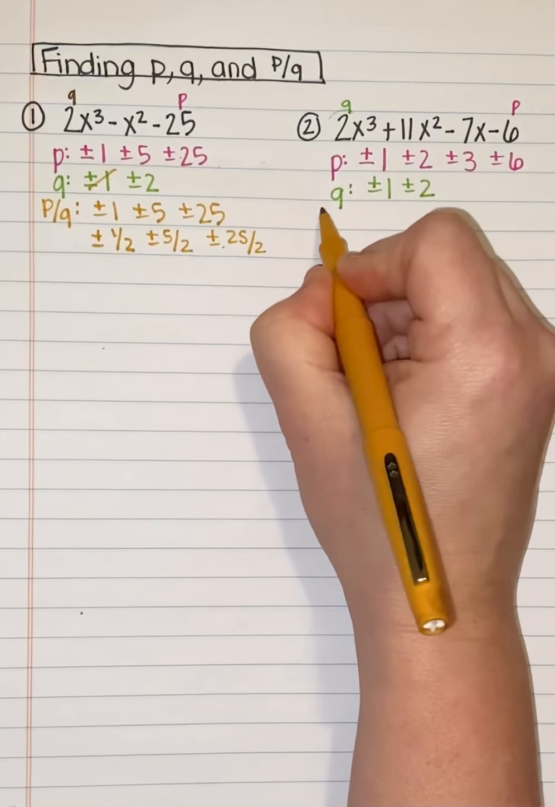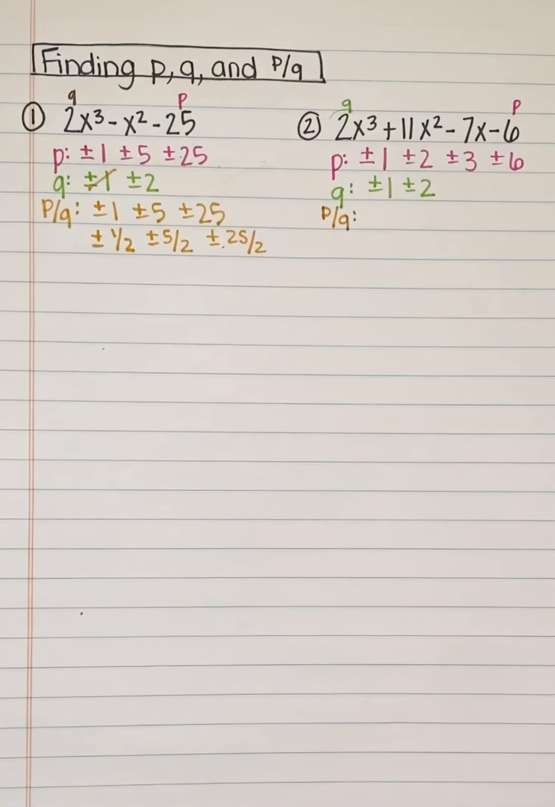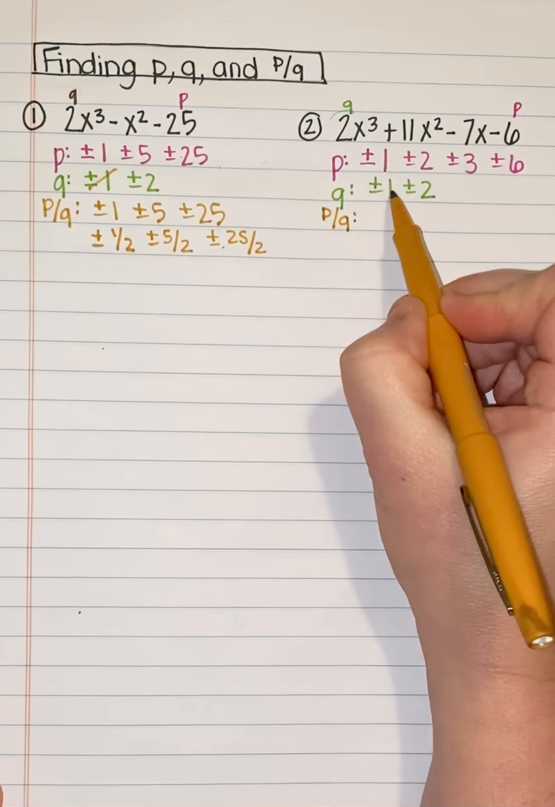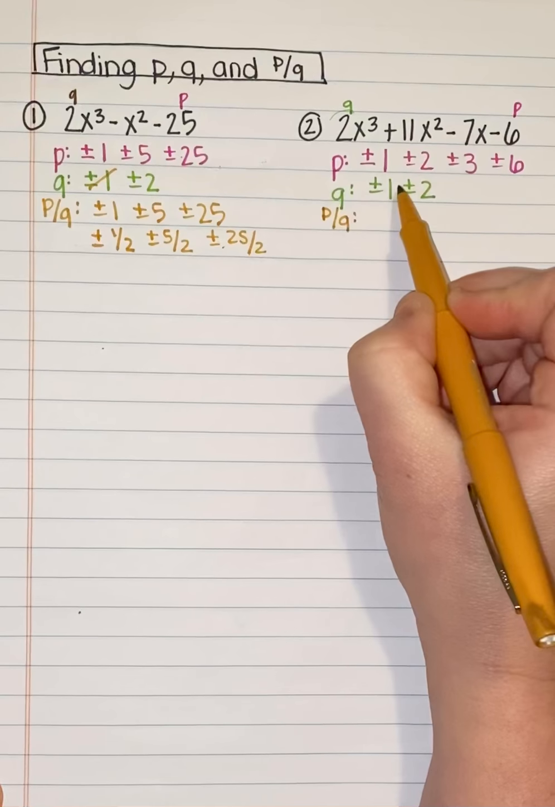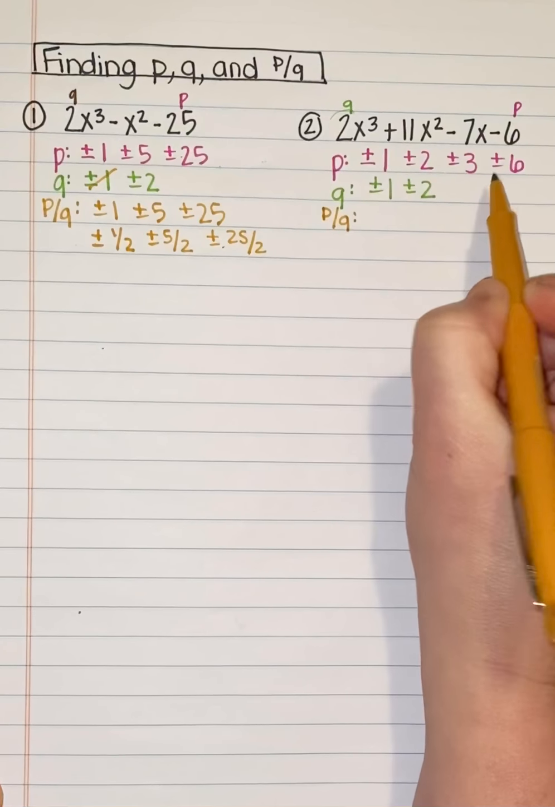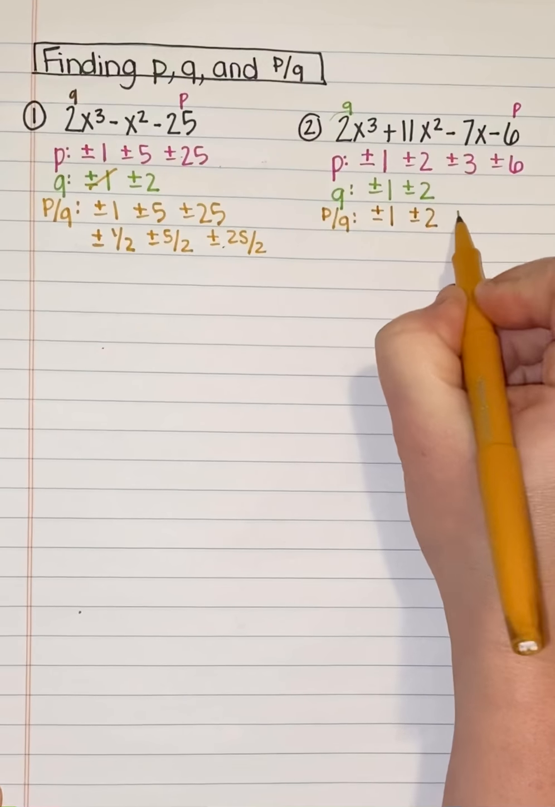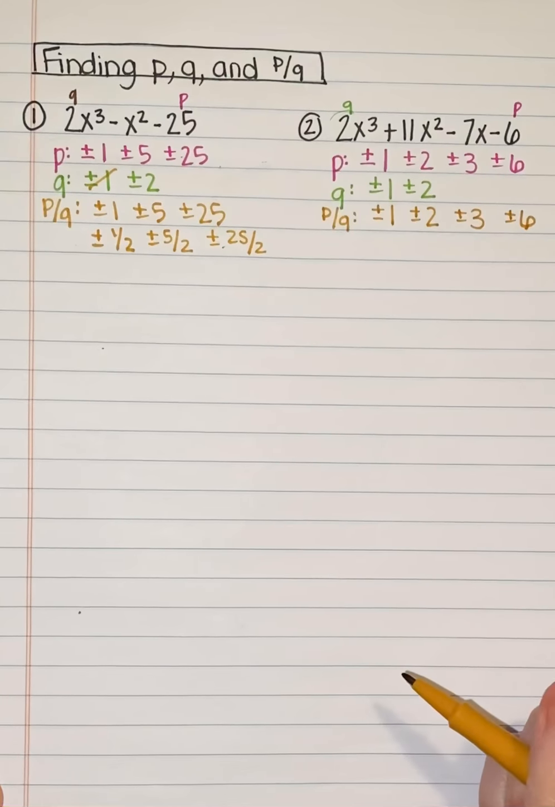All right, next thing I'm going to do is find my P over Q's. So looking at my P over Q's, I'm going to take all of my P's and divide by 1. Well, 1 divided by 1 is 1. 2 divided by 1 is 2. 3 divided by 1 is 3. 6 divided by 1 is 6. I get all my P's back out. That's going to happen every single time. So plus or minus 1, plus or minus 2, plus or minus 3, and plus or minus 6.